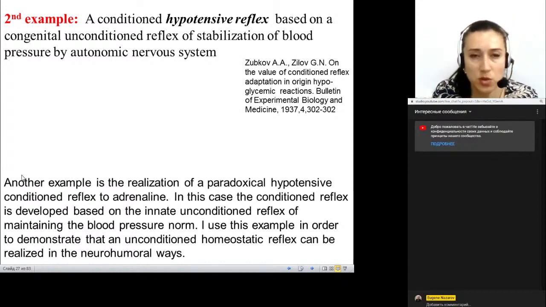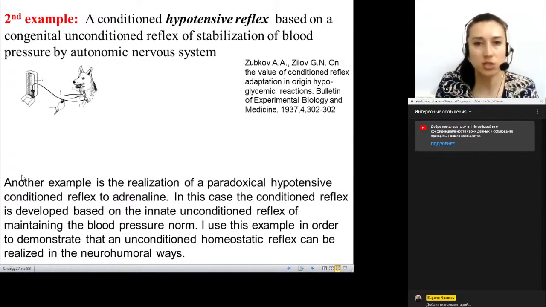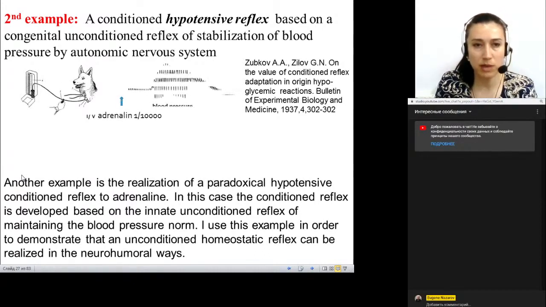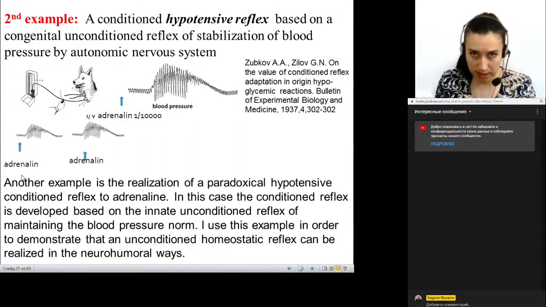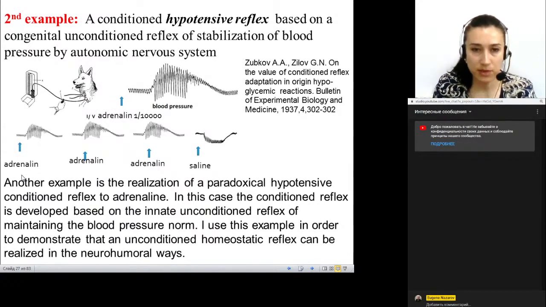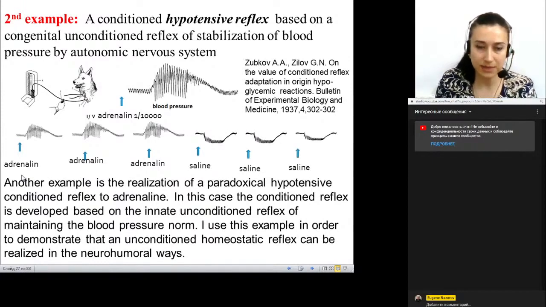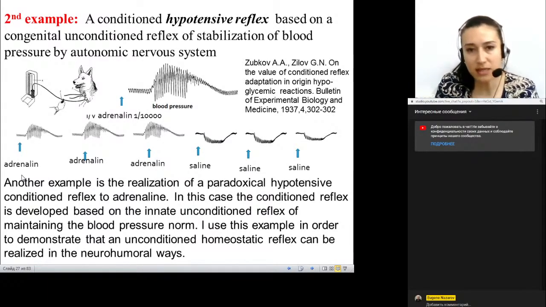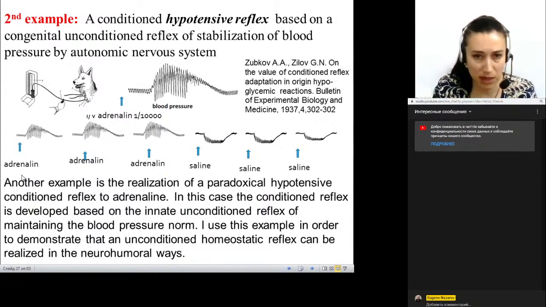So, the second example shows us the conditional hypotensive reflex based on a congenital unconditional reflex of stabilization of blood pressure by the autonomic nervous system. Another example is the realization of a paradoxical hypotensive conditional reflex to adrenaline. In this case, the conditional reflex is developed based on the innate unconditional reflex of maintaining the blood pressure norm. I use this example to demonstrate that an unconditional homeostatic reflex can be realized in neurohumoral ways.